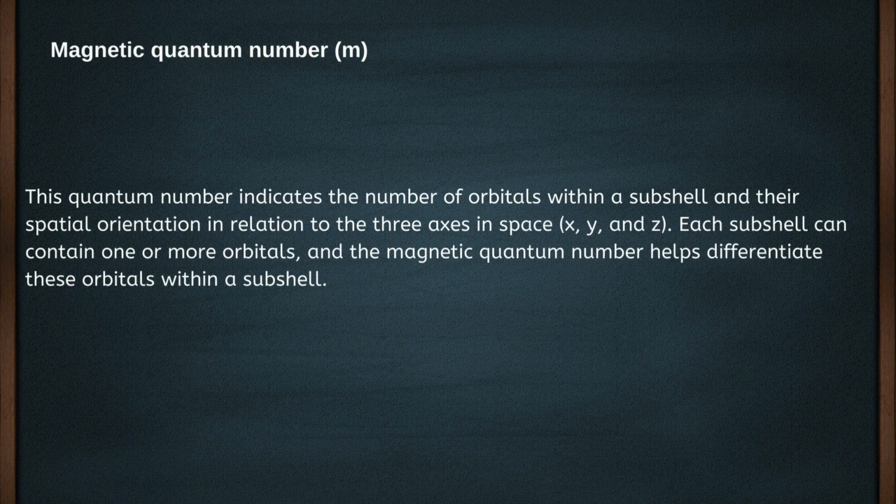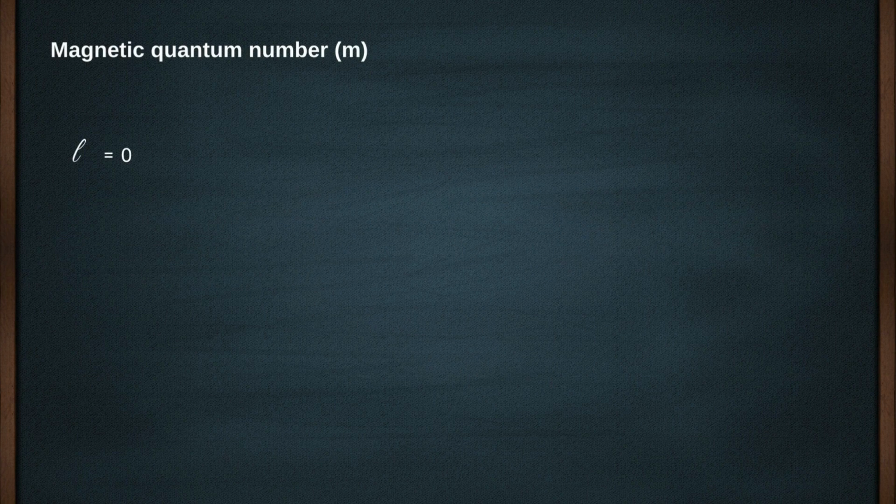In simpler terms, the magnetic quantum number indicates the number of orbitals within a subshell and their spatial orientation in relation to the three axes in space, x, y, and z. Each subshell can contain one or more orbitals, and the magnetic quantum number helps differentiate these orbitals within a subshell. When the azimuthal quantum number equals 0, the magnetic quantum number m is also 0. It describes the s orbital, the simplest type of orbital in an atom. The s orbital is spherical in shape and has no orientation preference in space.